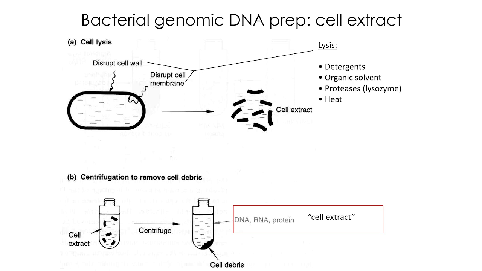So lysis of your cell is disrupting the cell wall and the cell membrane to collect the cell extract, and then by centrifugation you remove the cell debris, and then you collect the cell extract, from which you can get your DNA, RNA and protein. So then you can find out what you are actually looking for. Is it the DNA or the RNA or the protein? Your cell will contain all of these.